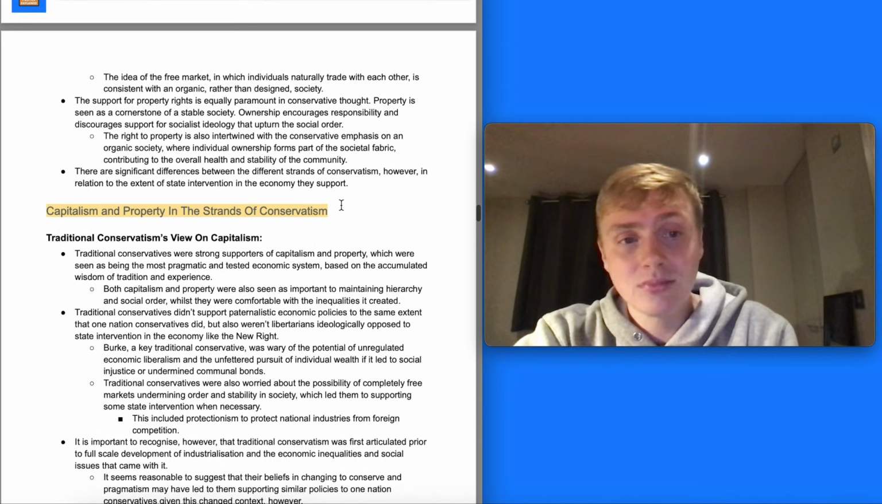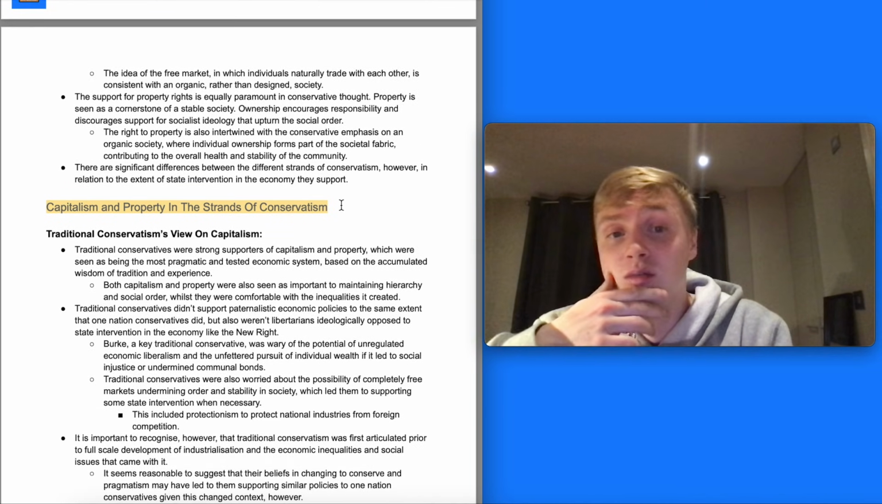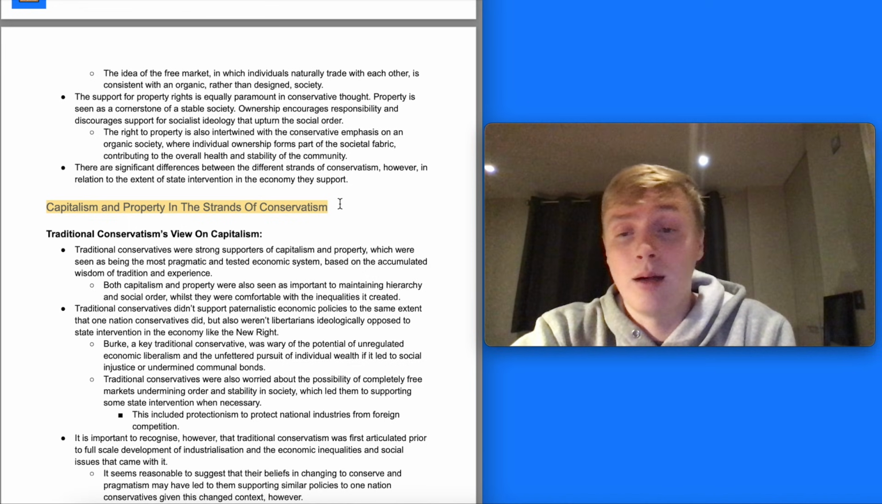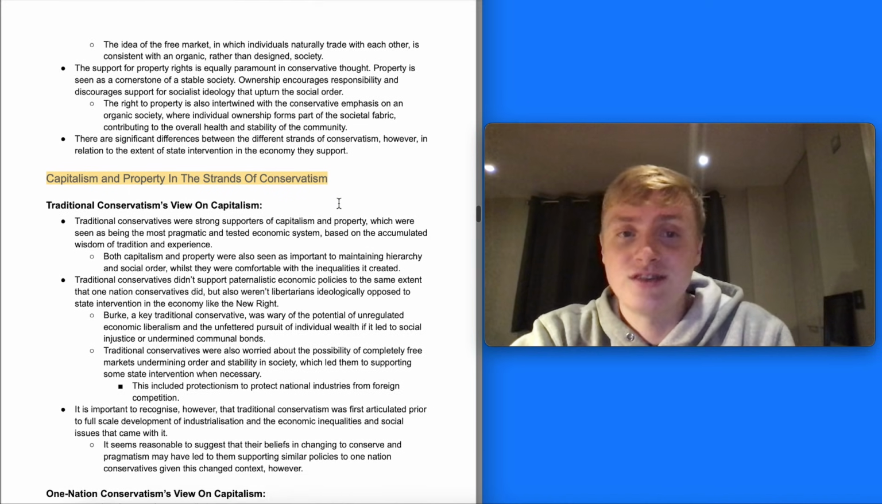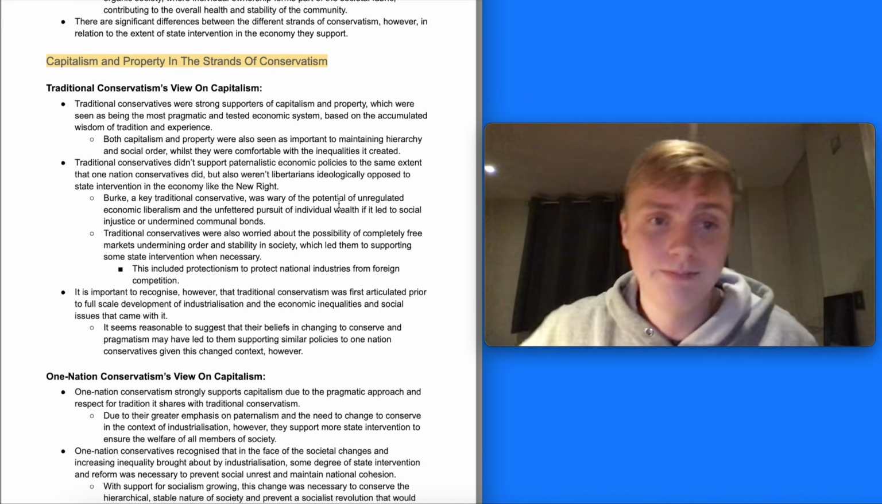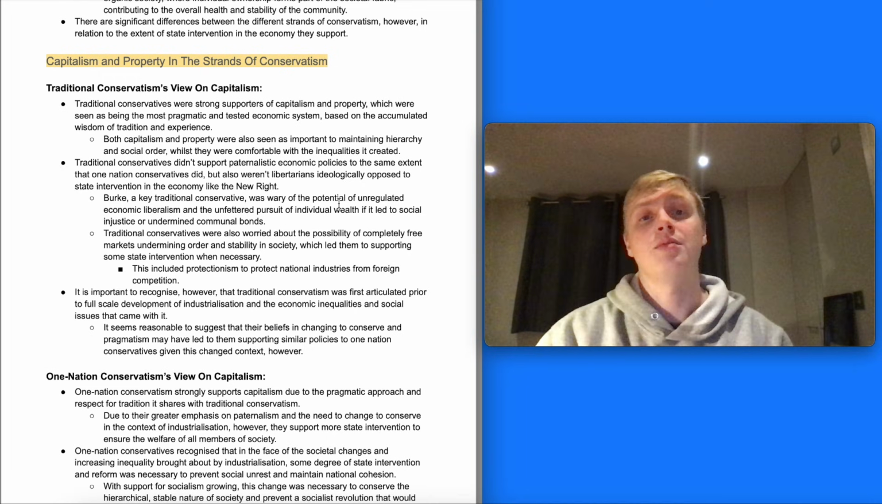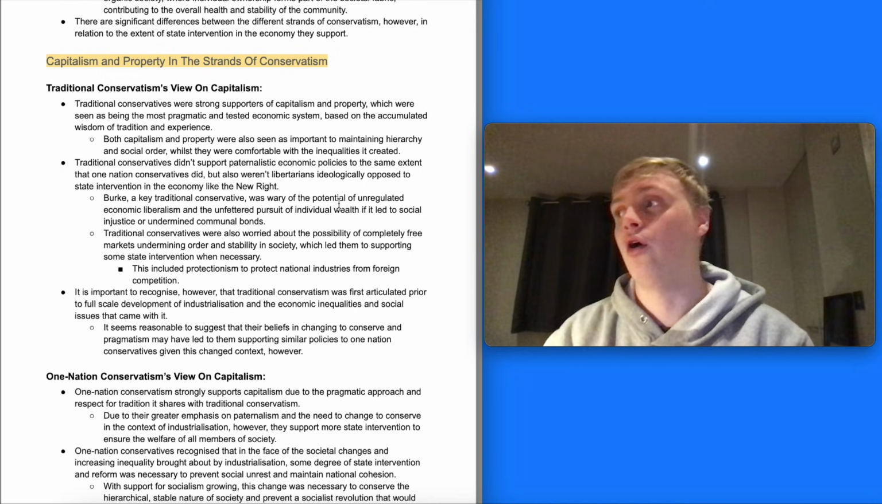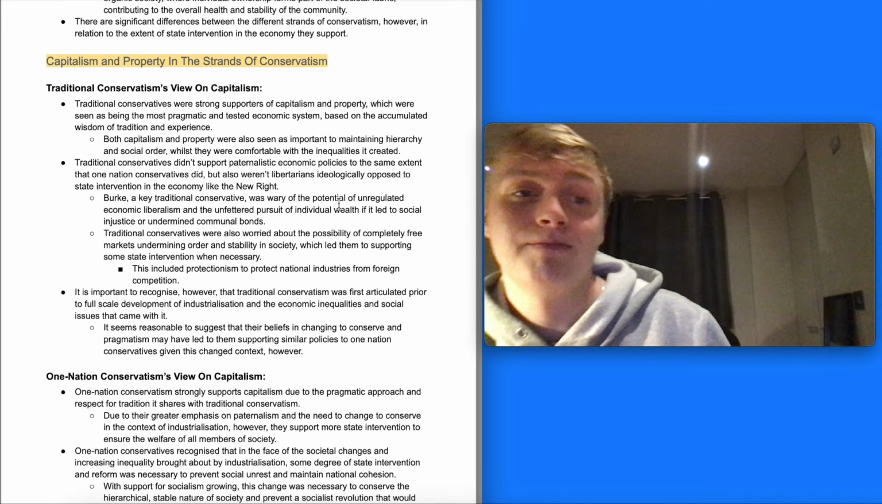Now, though, there are significant differences between the different strands of conservatism, especially in relation to the extent of state intervention in the economy they support. And you'll bring this in particular in your essays on conservatism and the economy.